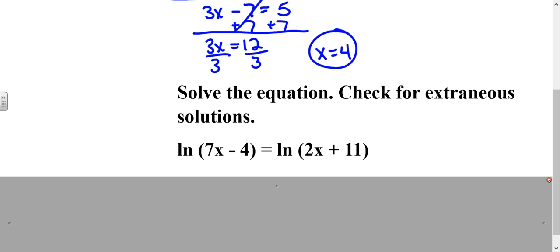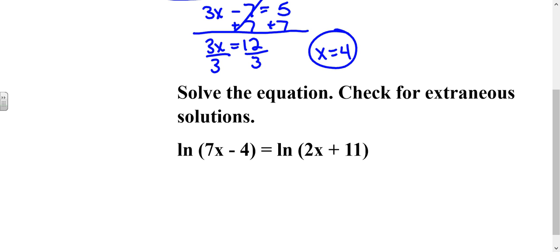So now we're going to use natural logs. So feel free to pause right now and try this on your own. See if you get the right answer. Basically, the natural logs are going to go away because these have to equal each other since it's the same log with the same base. So we have 7x minus 4 equals 2x plus 11.